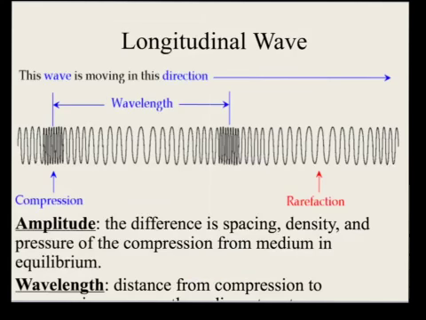So for this longitudinal wave, the wave is moving in this direction to the right. The wavelength would be from compression to compression. And again, the amplitude is the maximum displacement of a wave from its undisturbed position. So for a longitudinal wave, this is related to the rise and fall of pressure within the wave. So that difference in spacing and density and the compression from the medium and equilibrium.